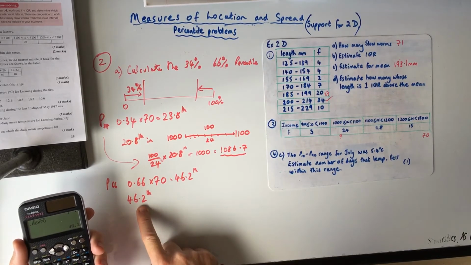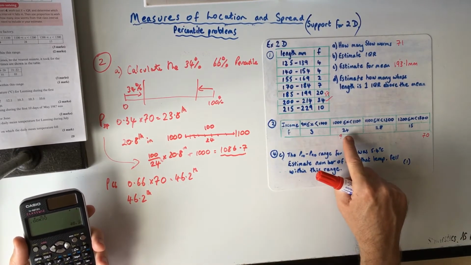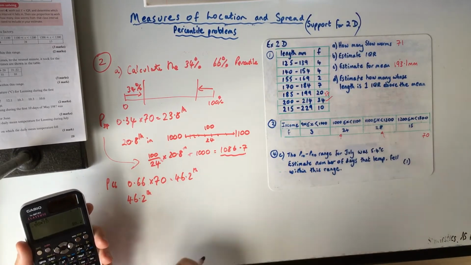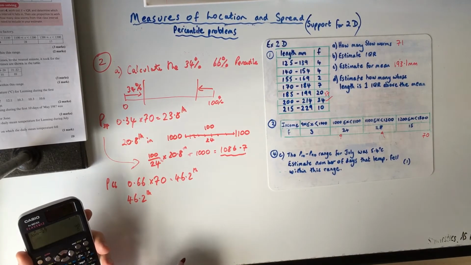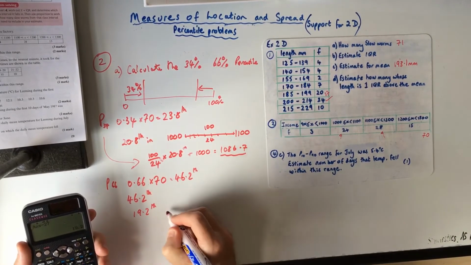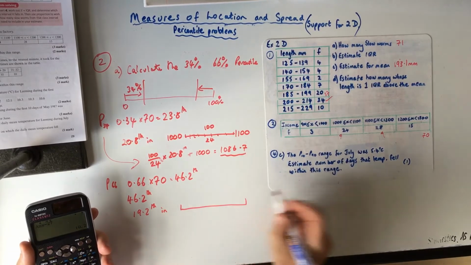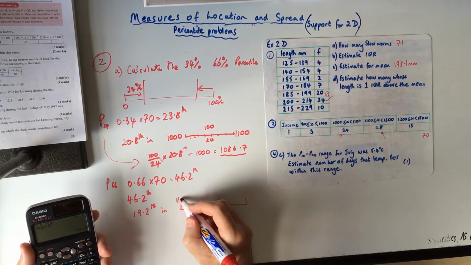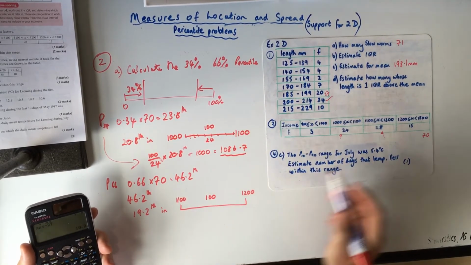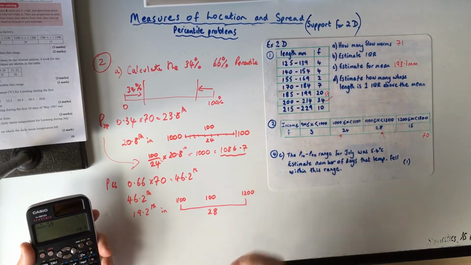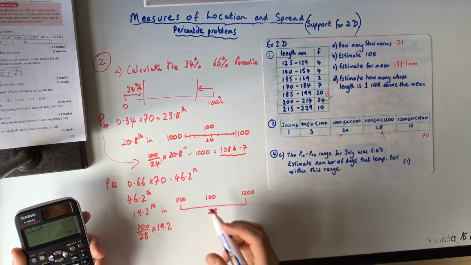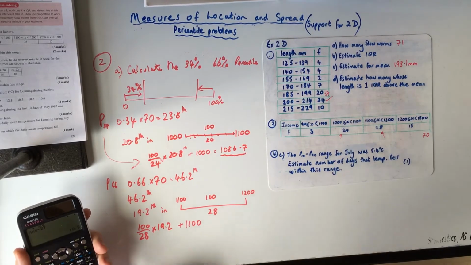So we want the 46.2th person. Well, that's going to be in this group here. We've got 27 of them first of all, so take off 27, so we've got the 19.2th person in the group from 1,100 to 1,200. The gap's 100, and there's 28 people in that group, so we're going to do 100 divided by 28 times 19.2, and then add that on to 1,100.